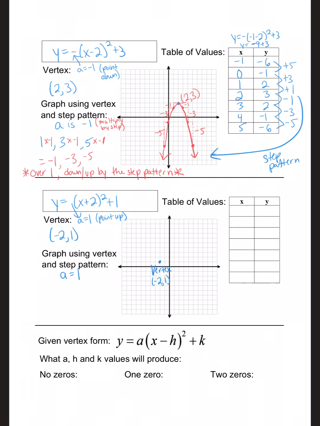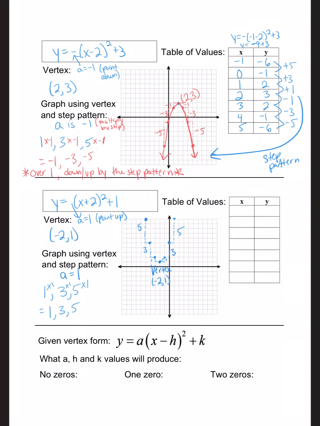So if a equals 1, then I would take my step pattern of 1, 3, 5 and multiply by 1, which hopefully we're going to see doesn't really change anything. So our step pattern is still going to equal 1, 3, and 5. So from my vertex, I'm going over 1, up 1 this time. Over 1, up 3. Over 1, up 5. So up 1, up 3, up 5. And we go on the other side of our vertex and do the same thing. Up 3, over 1, up 5.